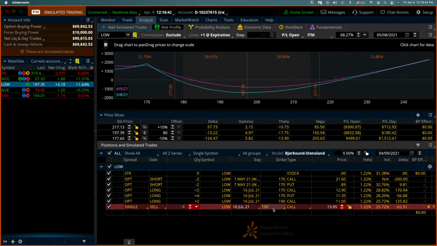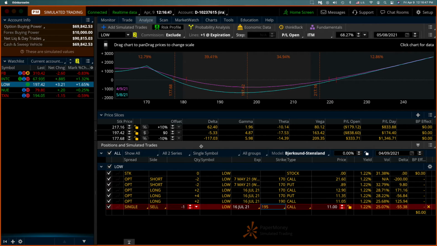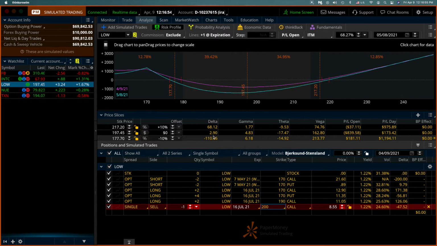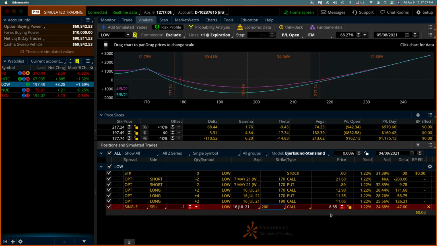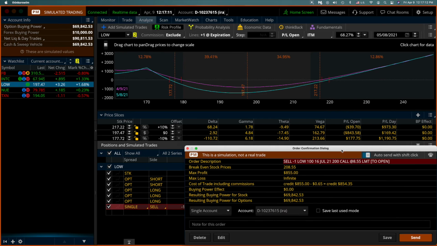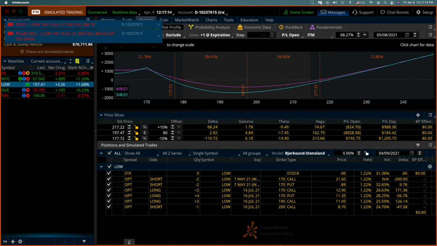What if I sold a higher strike price? I say 195. That's still negative. What about 200? Perfect. That stays delta neutral and gives me $855 back in essence, because this call is worth 8.55 times 100. I'm partial to doing that, and that way we free some capital as well. This is great. It's delta neutral now.